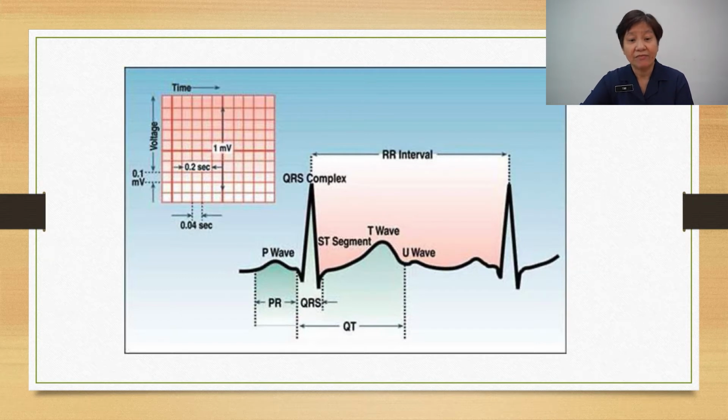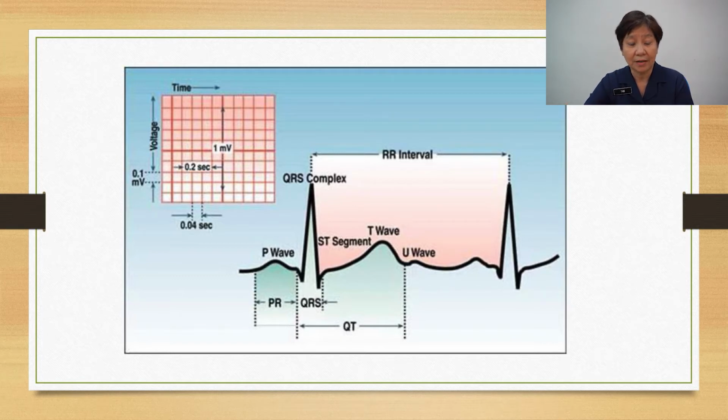P wave represents your atrial depolarization. QRS represents your ventricular depolarization. How about the T wave? T wave is the repolarization of your electrical activity. So a normal P wave will be upright and a normal QRS complex will be narrow, meaning it will be less than 0.12 second.